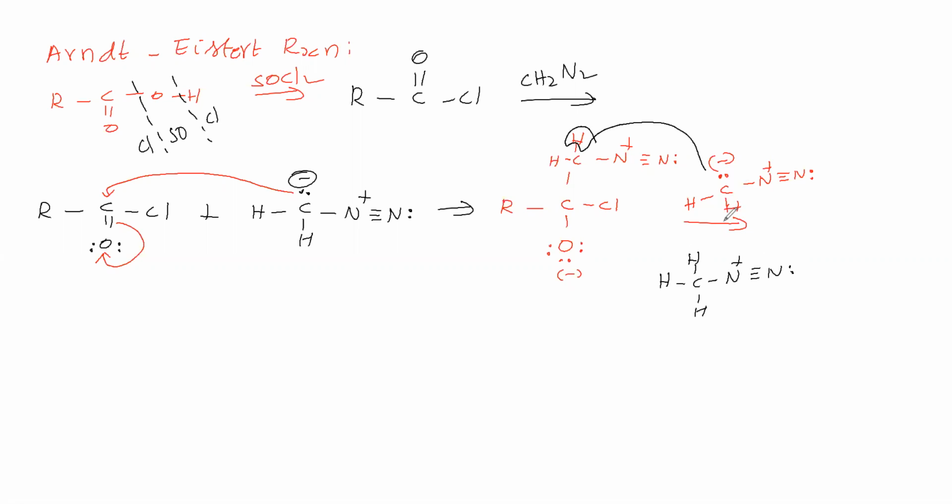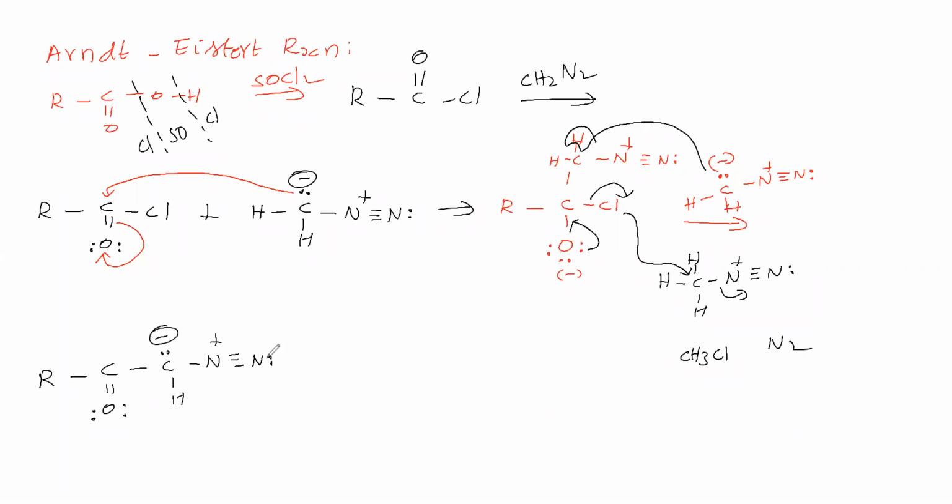Here, what happens in this place, we'll see. This bond is migrating, it is attacking this. Therefore it becomes CH3Cl and this becomes N2. So what is remaining here? RCO, CH minus, then N2 will be there.